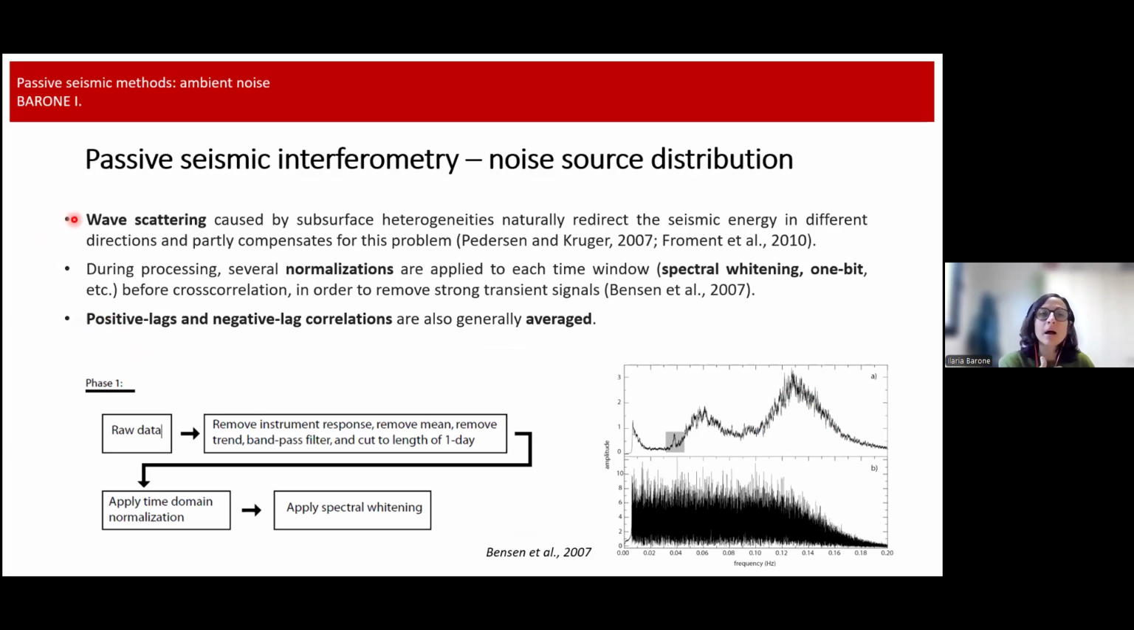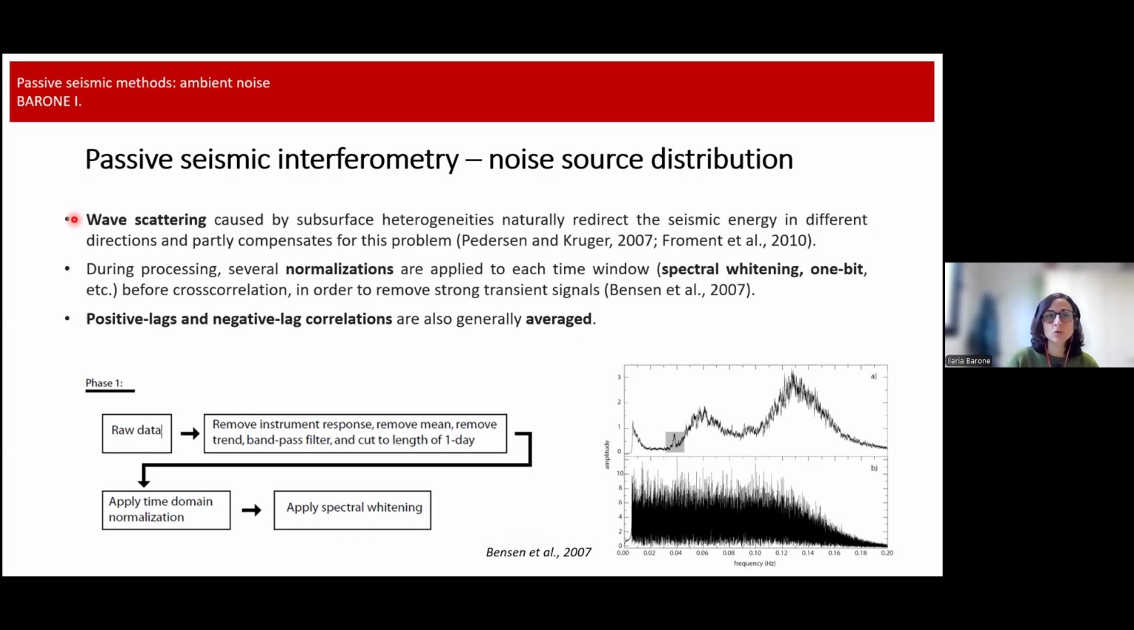is somehow mitigating this uneven source distribution by causing scattering. So scattering is generated whenever we have heterogeneities in the medium that at our scale are maybe faults or some other kind of heterogeneities in the subsurface. And so when we have heterogeneities, we have scattering that redirects the seismic energy in different directions and somehow mitigates the problem.